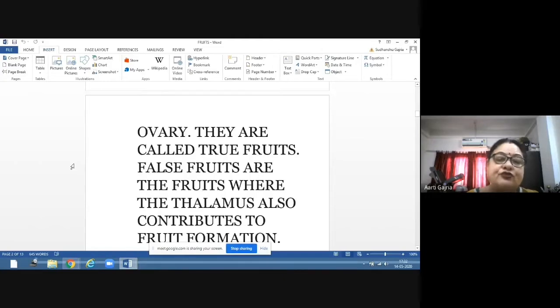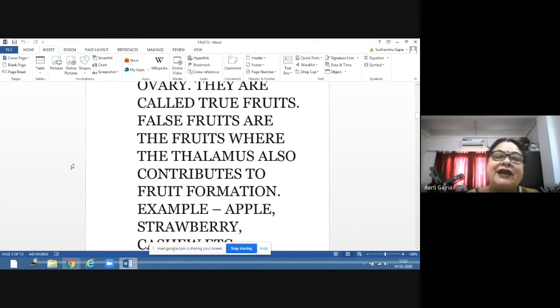Now, false means they are not true. In false fruits, the thalamus, do you remember thalamus? The basal structure of the flower? Yes, ma'am. So in false fruits, this thalamus also contributes in the formation of fruit. That means the fruit is formed by the ovary as well as the thalamus. So that fruit is called false fruit.